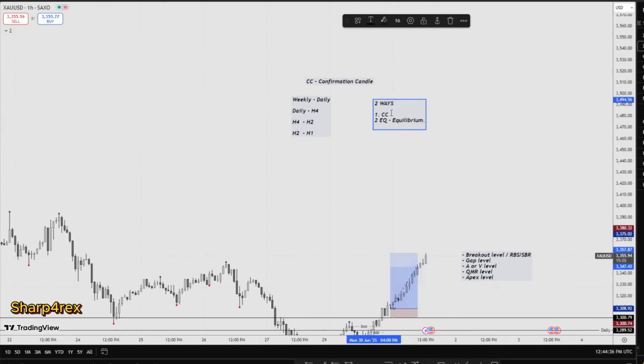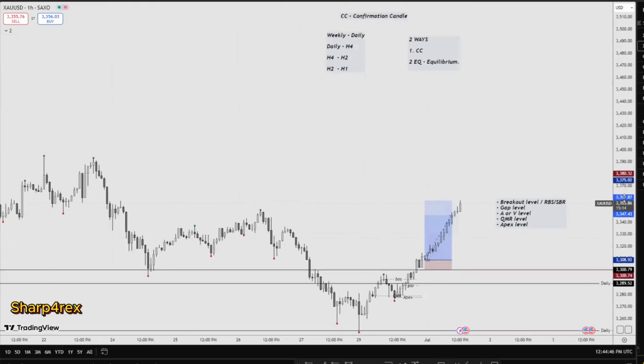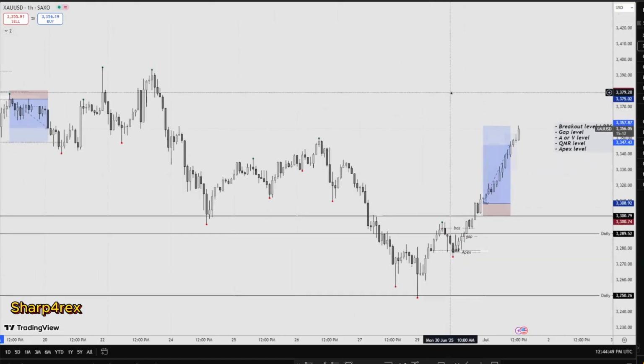So now the question is, what is just the CC alone? The CC in this case is where you have a level on a higher time frame, and then on the same time frame, there's a rejection on it. If you are looking at just a pure SNR, we say that time frame has been mitigated. But that is where we will say CC.